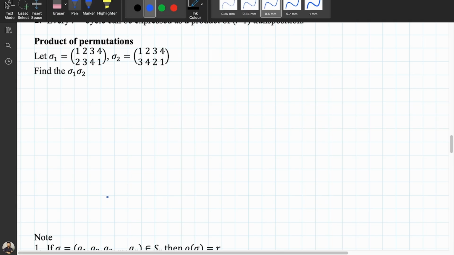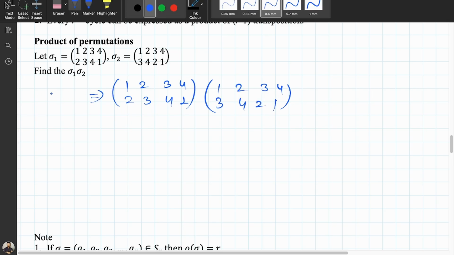So if I have sigma 1 and sigma 2 as two permutations, I want to multiply them. How will I multiply? Just write 1 2 3 4, 2 3 4 1, and 1 2 3 4, 3 4 2 1. What is the way to multiply this?